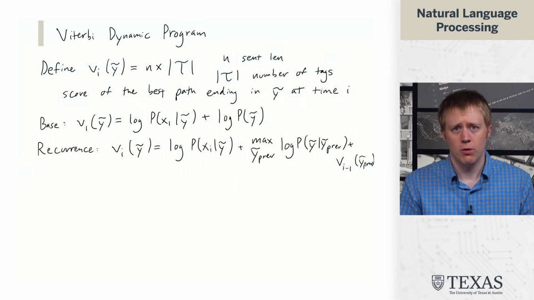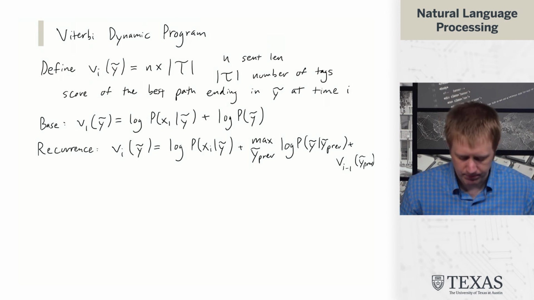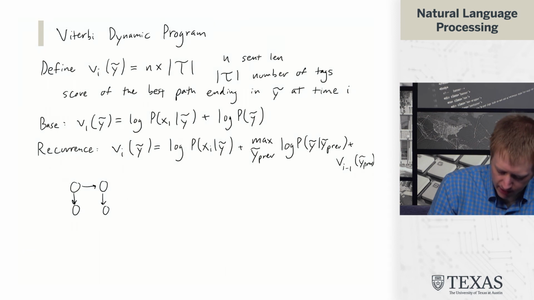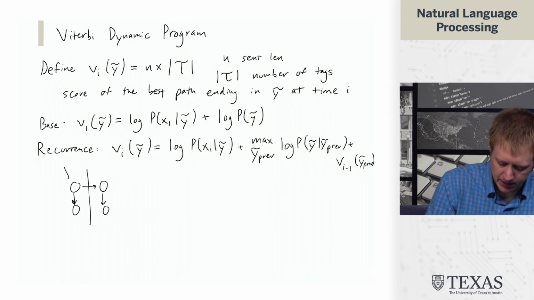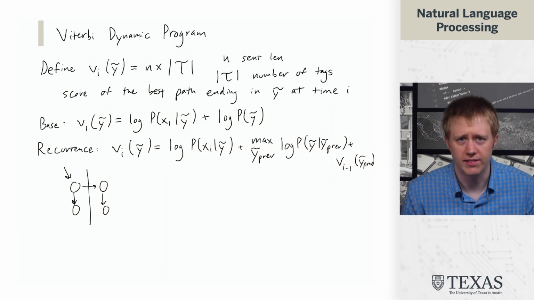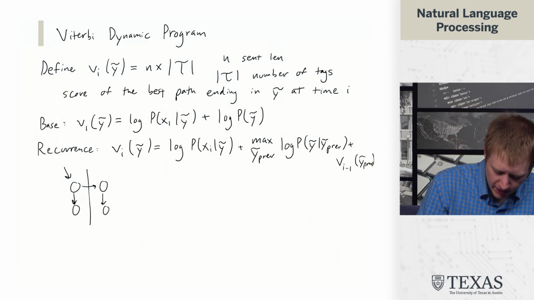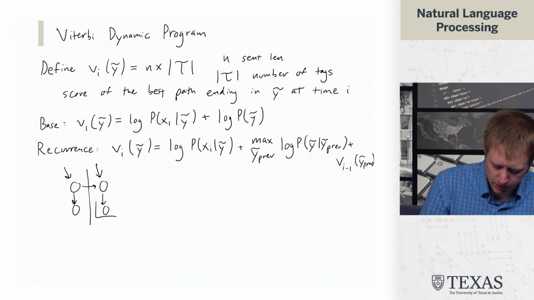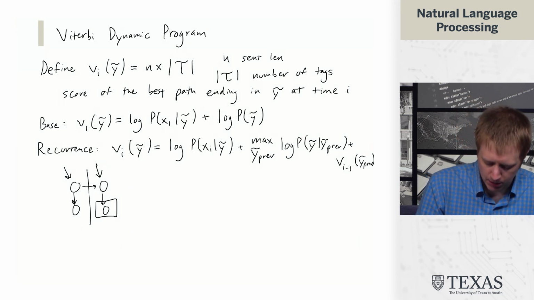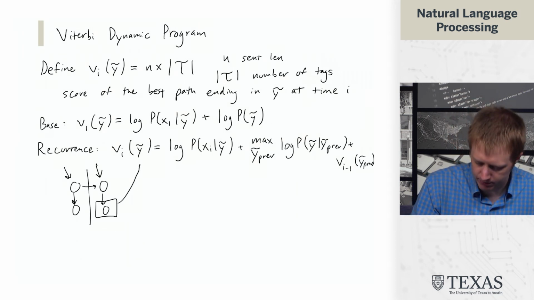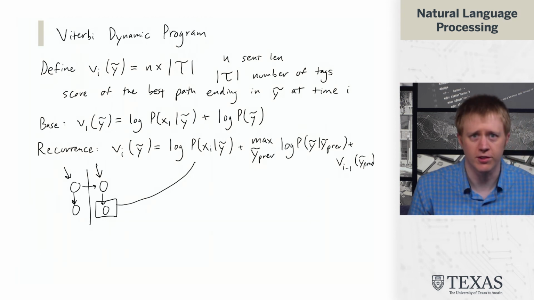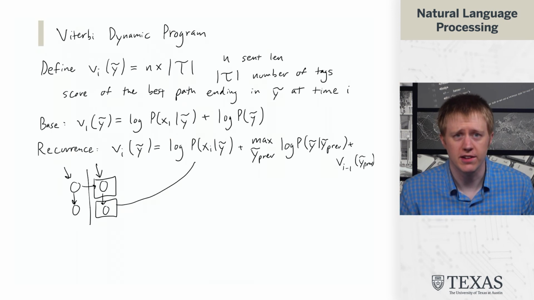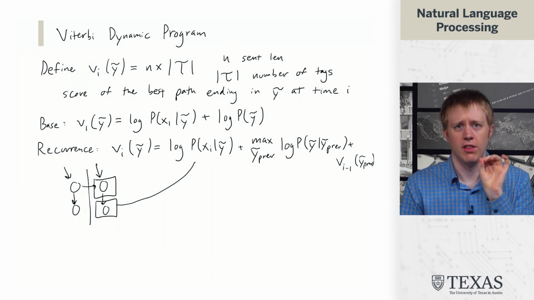So what we're doing here is we're saying, okay, in order to compute the scores for, let's say, the first time step here, and then in order to compute the scores for the second time step, what terms do we need to account for? Well, we need to account for this emission here, which corresponds to this term. And we also need to account for the transition.